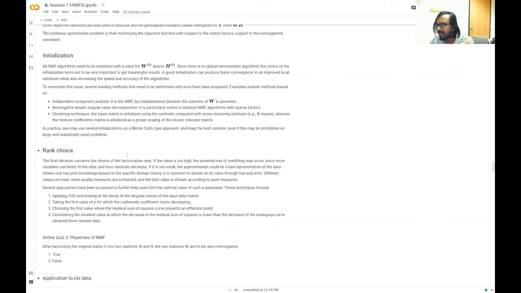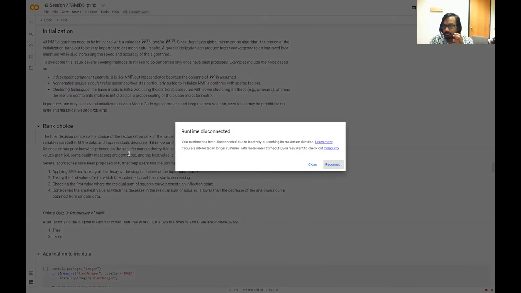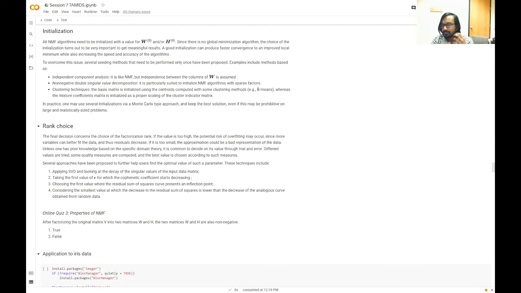Next is the choice of rank. What rank should we choose? Well, the idea is that once you choose an R and you perform all the updates of W and H and you reach a final value of W and H, you can look at the approximation error, V minus WH, and see how well you performed. As you change R, you can track how much approximation error you are making.